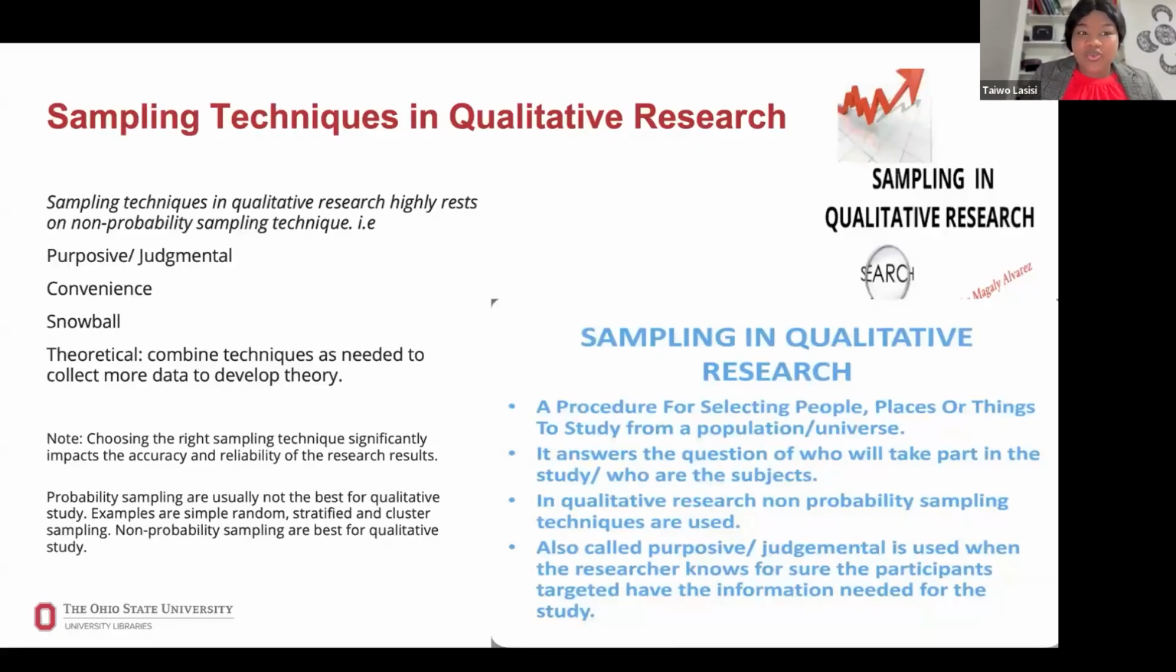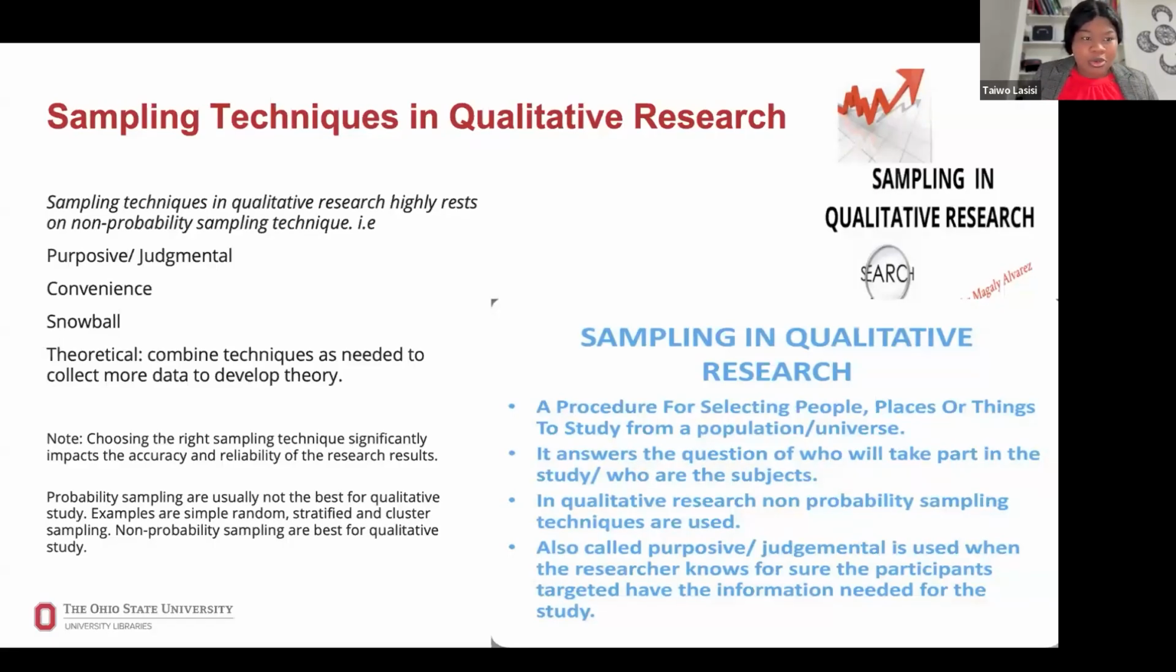Okay, so let's quickly run through sampling techniques in qualitative research. There are diverse sampling techniques. Usually we have both probability and non-probability sampling techniques, but non-probability sampling techniques are usually used in qualitative research. For example, for probability sampling we have simple random and cluster sampling, which are more used in quantitative research. But for qualitative, we have purposive, convenience, and snowball.